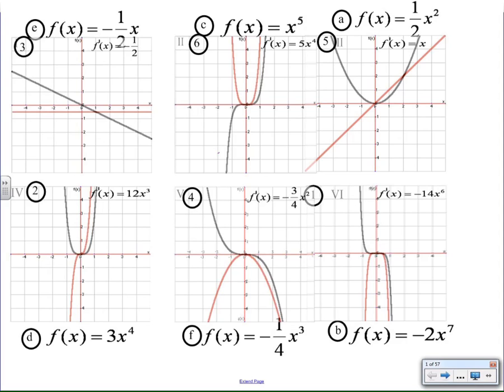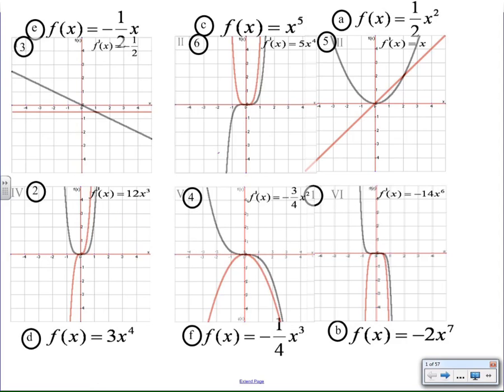That pattern can be found through this matching activity that I asked you to do. And once all of these functions are matched with their derivatives, we can start to observe this pattern. So allow me to demonstrate. First of all, looking at function d, graph 4, and function 2, this is the derivative of that function. I look at the 3 times 4 equals 12, and I see that the fourth power became a third power.